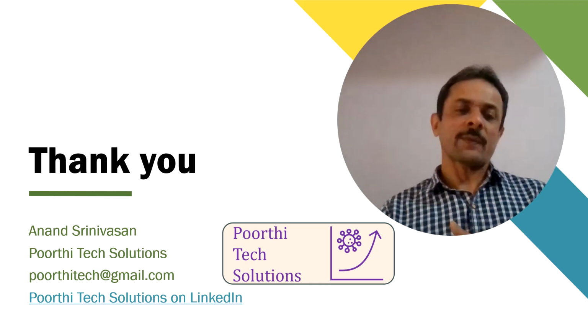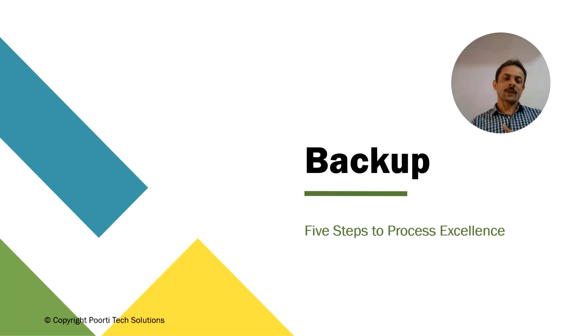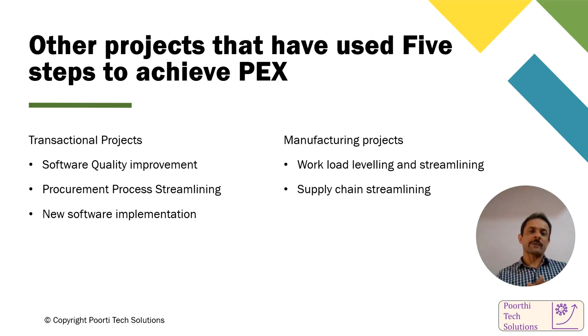So before leaving, I would like to just touch upon other areas where we have used these 5 steps for process excellence with good results. Could be transactional projects like software quality improvement, procurement process, new software implementation, or manufacturing like workload leveling and streamlining, supply chain streamlining. So if you have any such projects looking for process improvement, please do get in touch with us. Thank you.